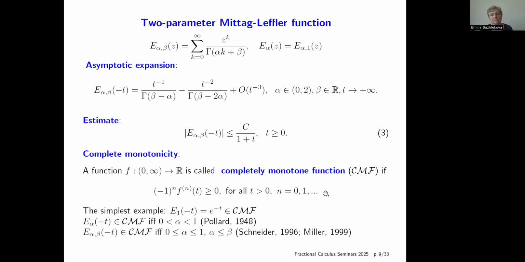Here the definition of a completely monotone function is recalled, and the simplest example of a completely monotone function, the exponential function of negative argument, and a classical result of Pollard from 1948 that the Mittag-Leffler function of negative argument is completely monotone if and only if the parameter alpha is between 0 and 1, and after that a sufficient and necessary condition for complete monotonicity for the two-parameter Mittag-Leffler function.